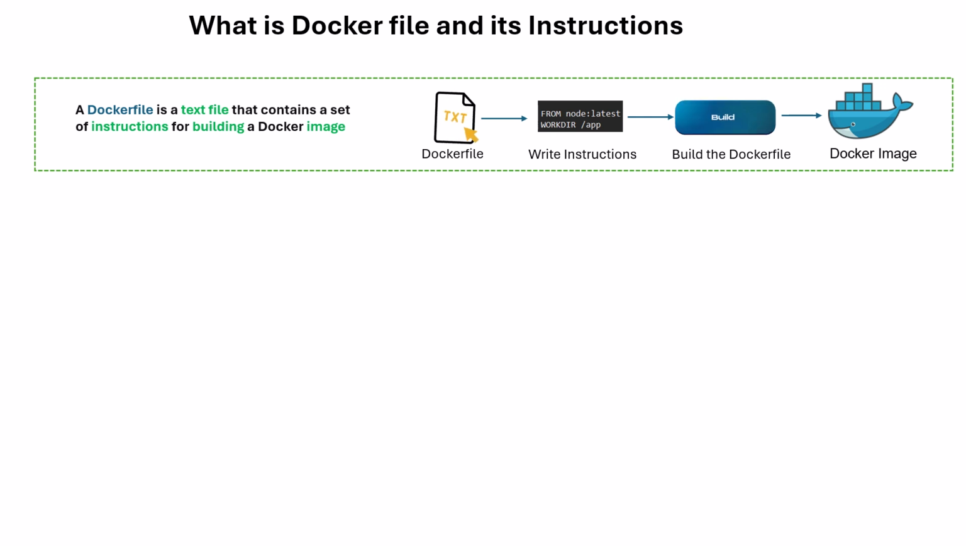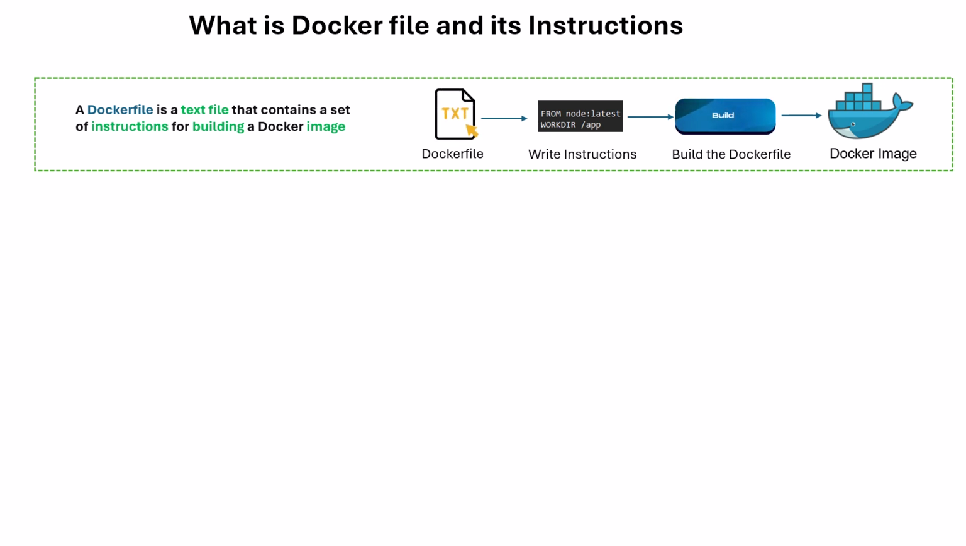Today we will be understanding one of the important concepts in Docker, which is Dockerfile, and also we will be seeing further what are its instructions as well. But before that, let us understand what exactly is meant by the definition of this Dockerfile. A Dockerfile is a text file that contains a set of instructions for building a Docker image. What exactly is meant by this particular statement?